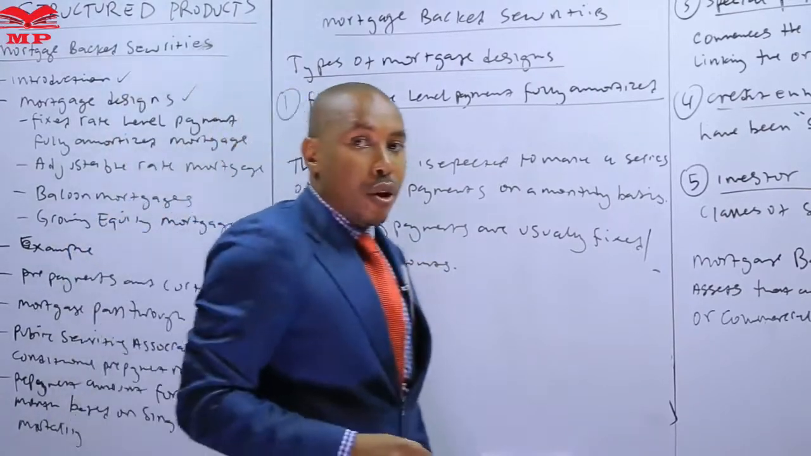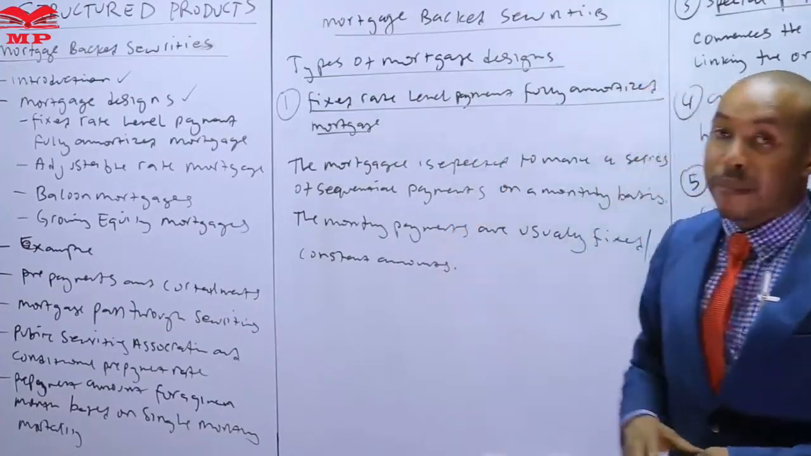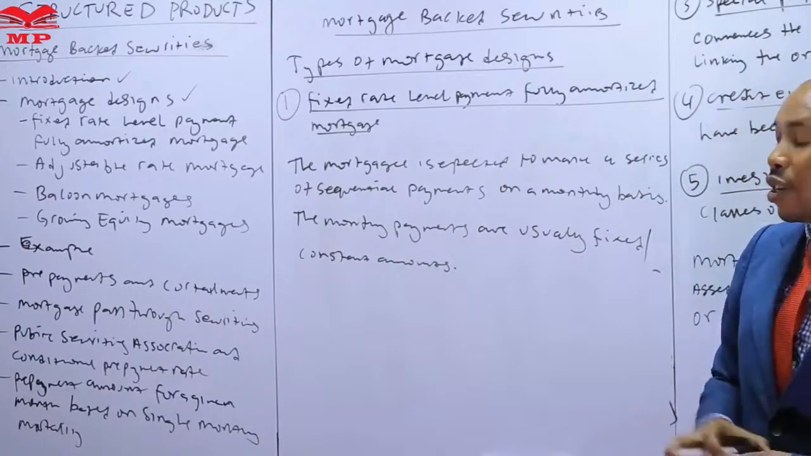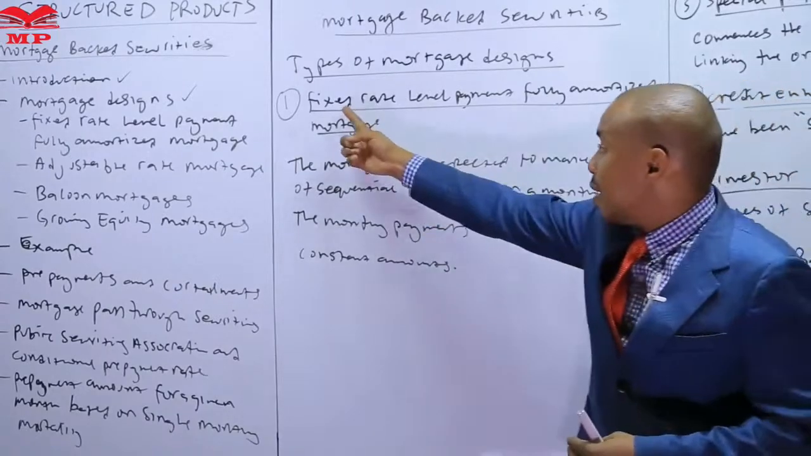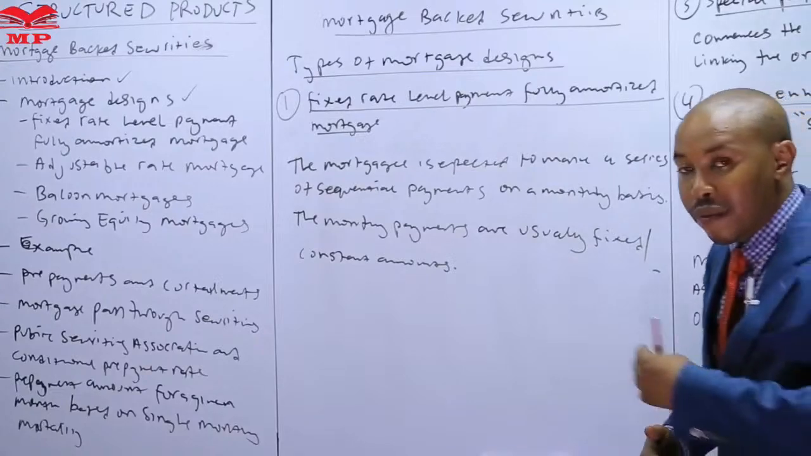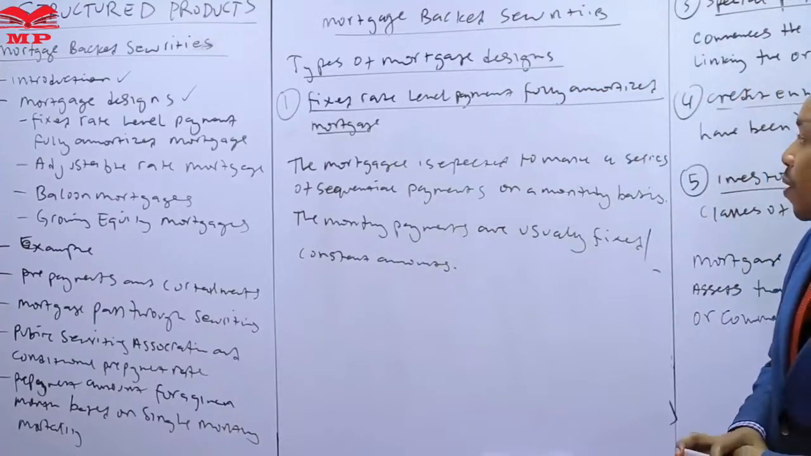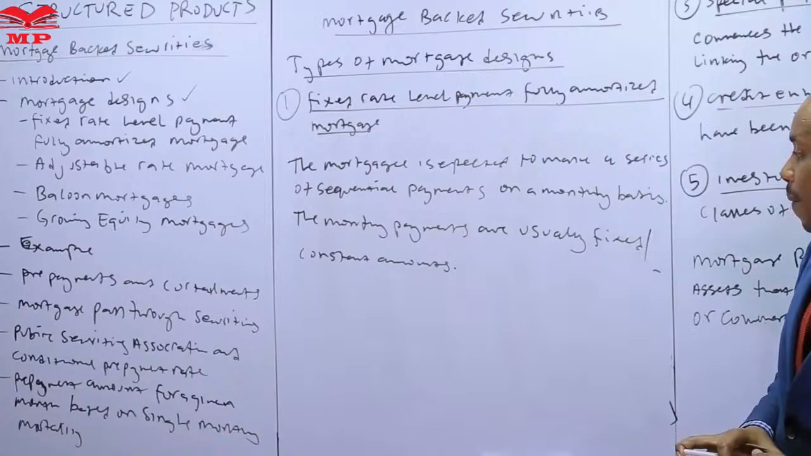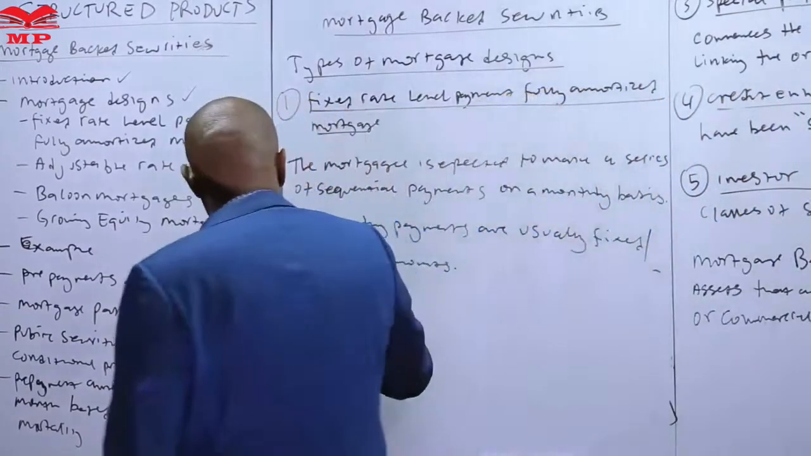So if, for example, you are servicing a mortgage, and once HFCK has done the computation, you expect to pay a series of interest payments of about 15,000 per month, that is what we are saying is a fixed rate level payment. It's level, meaning that it is going to be 15,000, and so on and so forth until the entire mortgage has been fully serviced or fully financed. That is what fixed rate level payment, fully amortized mortgage is.